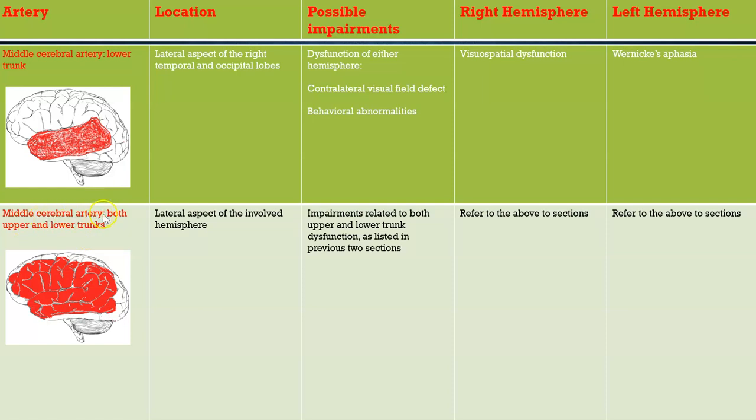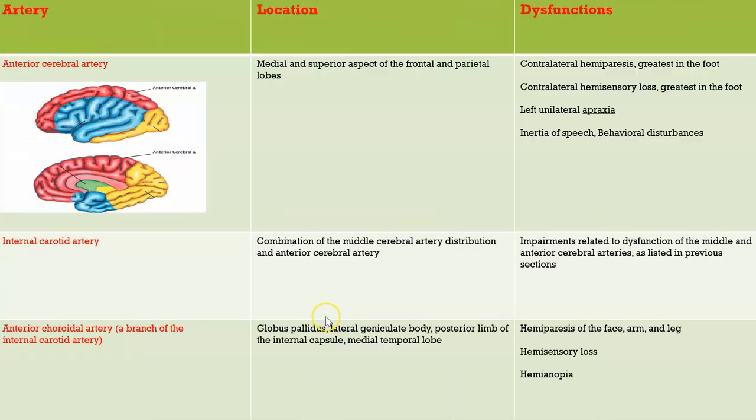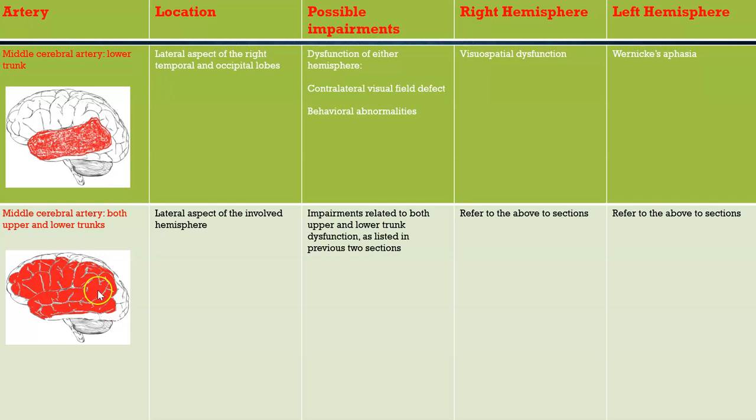Now the MCA, both upper and lower trunk, okay, that will be a major stroke. The lateral aspect of the involved hemisphere, impairment related to both upper and lower trunk dysfunction, they are the same as above. Like I mentioned all the deficits here, right? These deficits, if it's the whole lateral side, you will experience the deficits that I mentioned about.